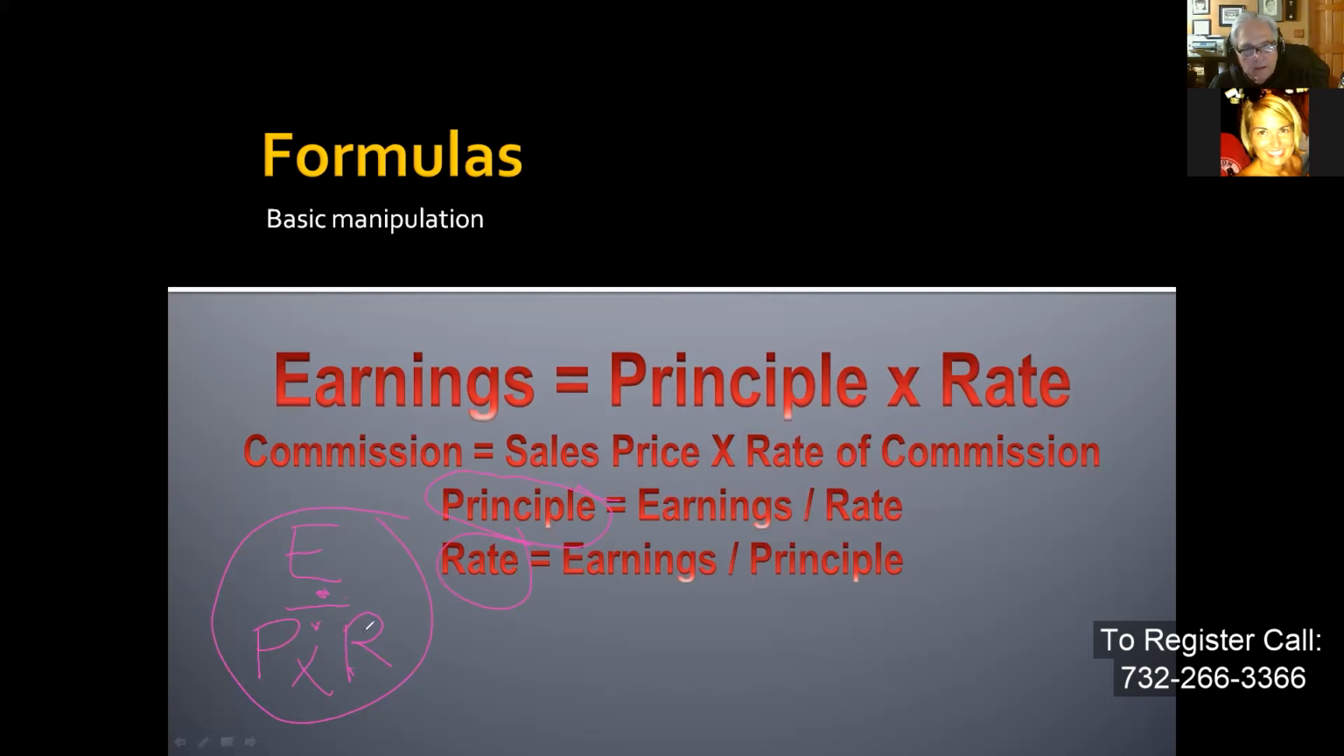Say you wanted to find the earnings. Well, your commission or your earnings, we put our finger over that, and it tells us to do principal times rate. So that's a really simple little thing that somebody in class came up with, and it seems to work pretty well. But you'll have questions where they'll give you some of the stuff, and you're going to have to manipulate the formula. Not hard to do.